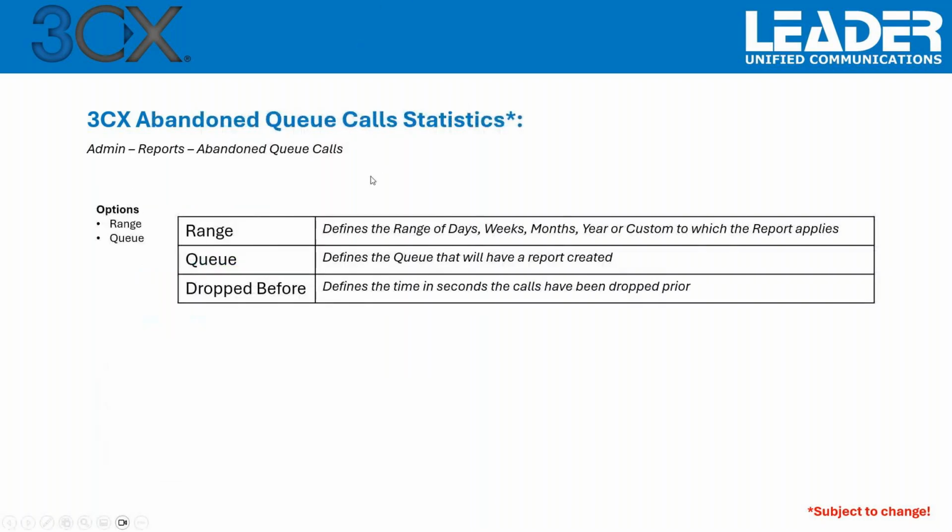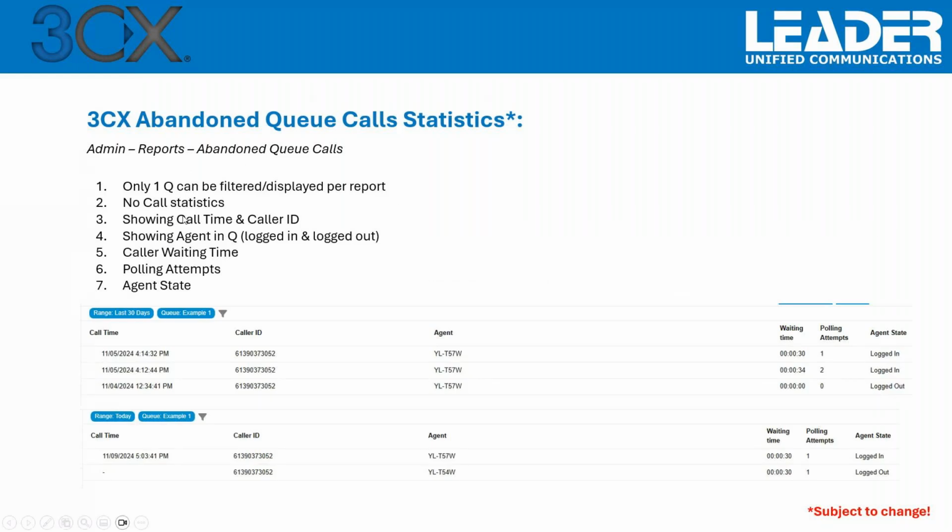Abandoned queue call statistics. Again, we have the range and we have the queue. We only have one queue, and we have dropped before. This defines the time in seconds the call has been dropped prior. So if we say every call that is dropped prior to, let's say, 5 seconds, because you have a certain reaction time when a call comes in, is not counted. Everything after 5 seconds is counted. That excludes calls where the customer hangs up too early. Only one queue can be filtered per report.